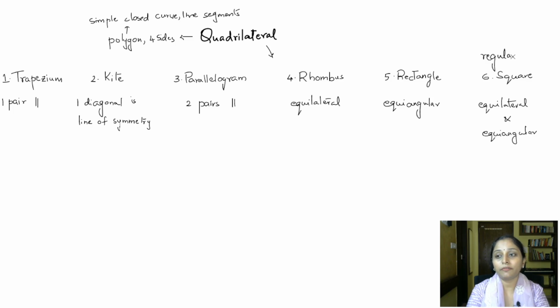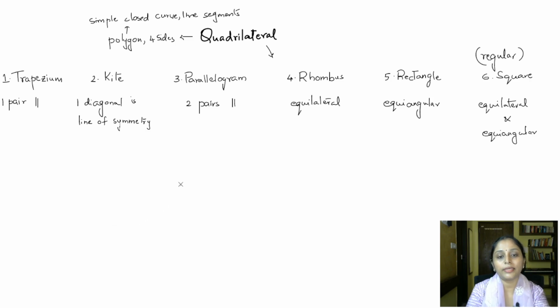Looking at this definition, it's clear that a regular quadrilateral is nothing but a square. If you remember, the definition of a regular polygon is that the polygon is both equilateral and equiangular, right? So a regular quadrilateral is nothing but a square. Now we will come to the properties in a while.